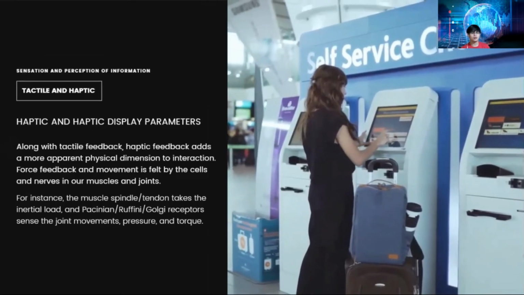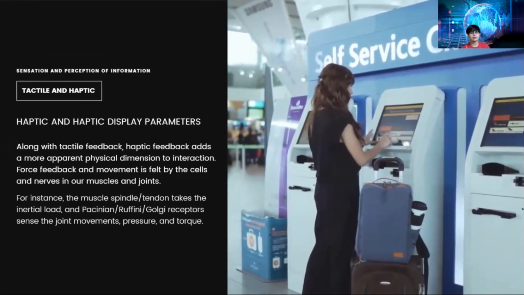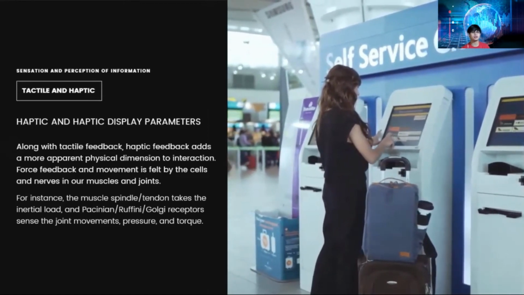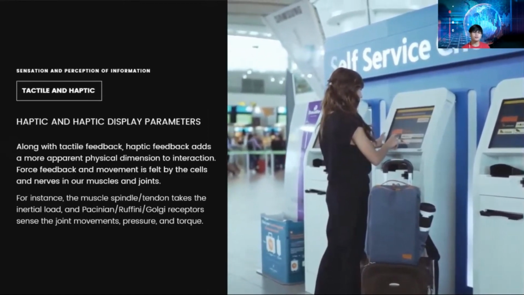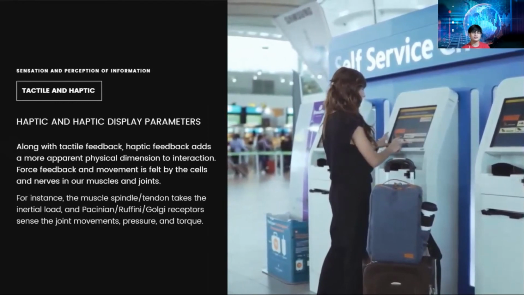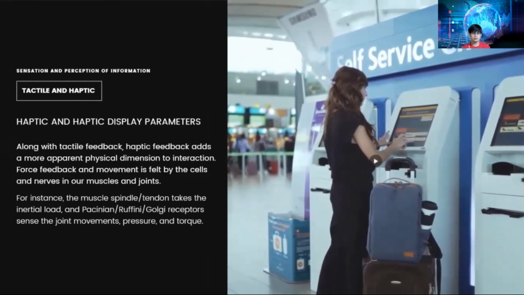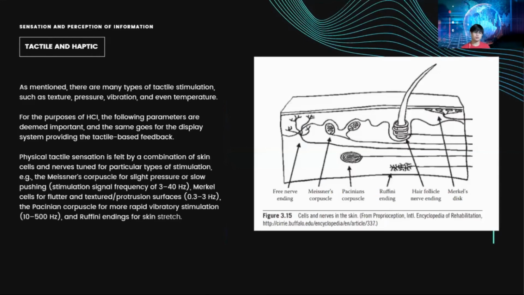Along with tactile feedback, haptic feedback adds a more apparent physical dimension to interaction. Force feedback and movement are felt by the cells and nerves in our muscles and joints. For instance, the muscle spindle or tendon takes the inertial load, and the Pacinian, Ruffini, or Golgi receptors sense the joint movements, pressure, and torque.